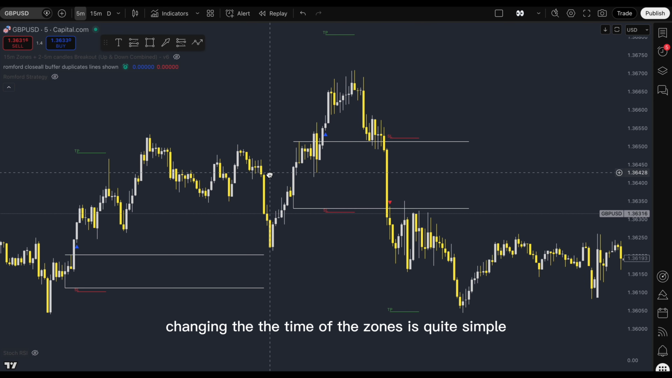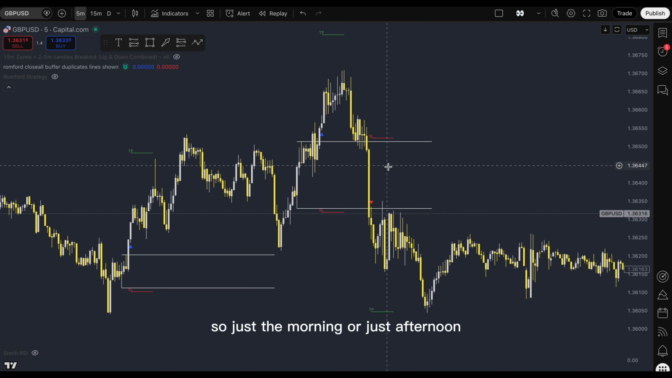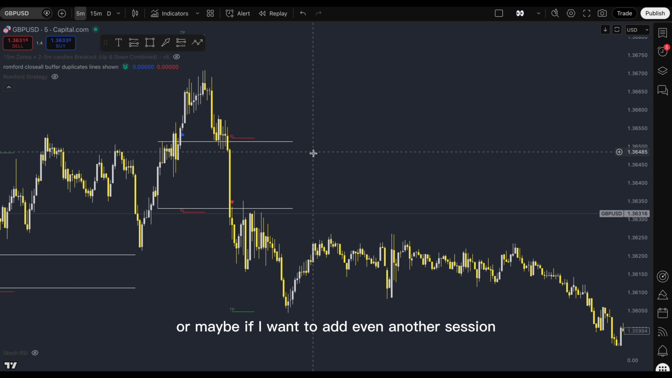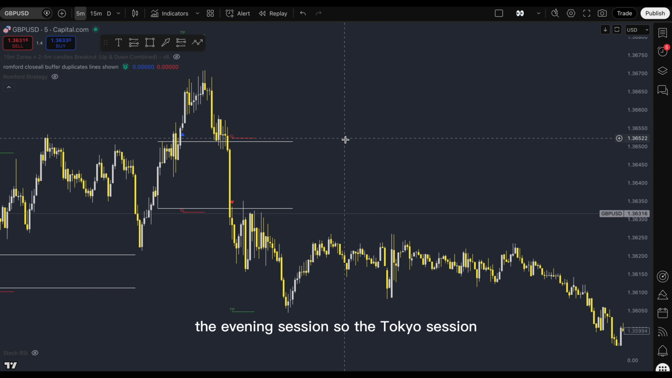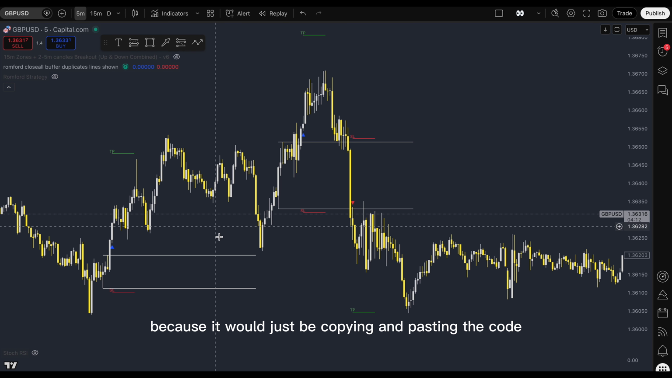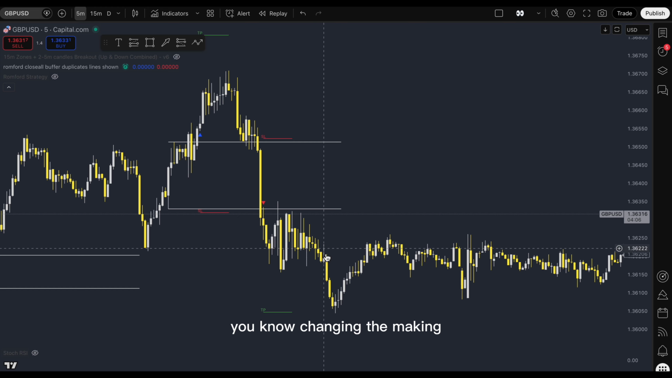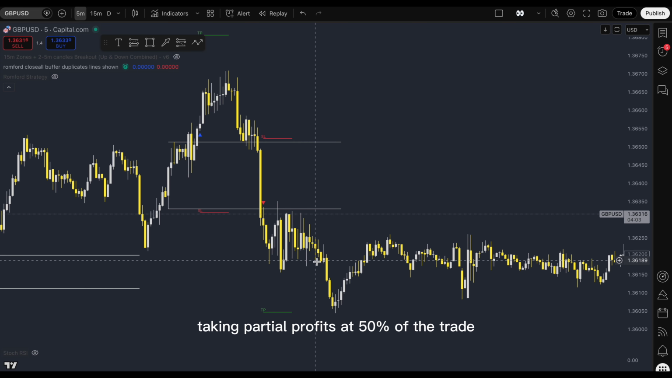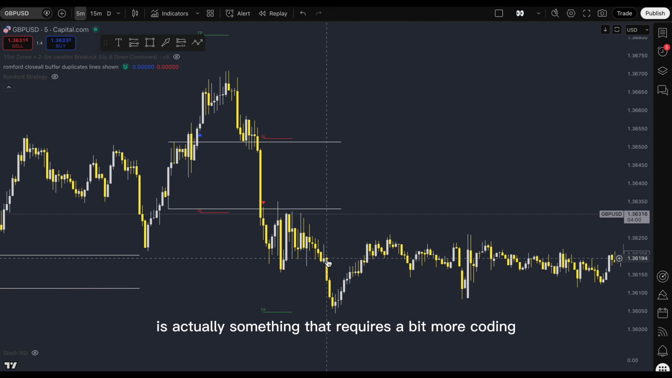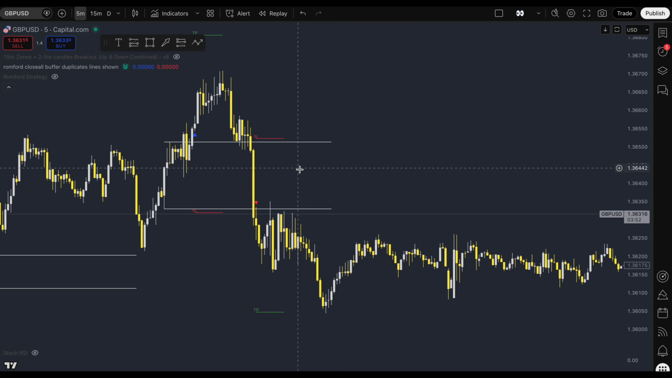Changing the time of the zones is quite simple. Or if I wanted to, for example, only trade one session, just the morning or just the afternoon, or maybe add another session, the evening session, so the Tokyo session, that is also relatively easy because it would just be copying and pasting the code from these two sessions. But taking partial profits at 50% of the trade is something that requires a bit more coding. It's not like I would do any of the code anyway. This was entirely done by AI, so I just feed it the information.